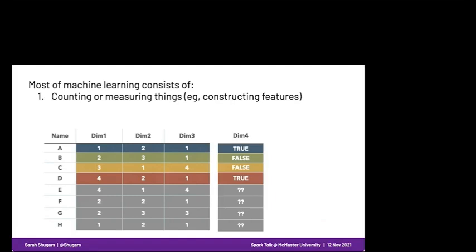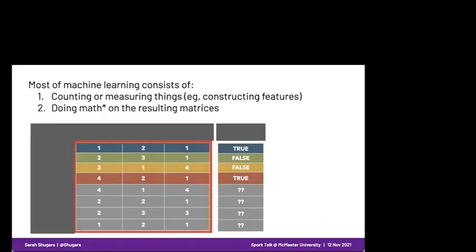So most of machine learning essentially consists of two steps. First, we count or measure things and construct this feature matrix, and then we do math on the resulting matrix. And I put an asterisk there because most of the time the computer is actually doing the math for you.